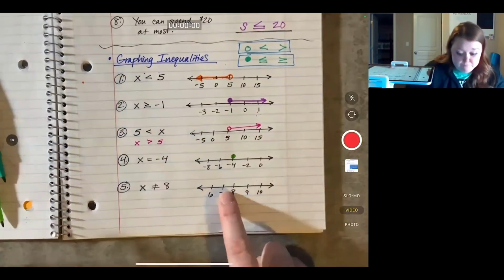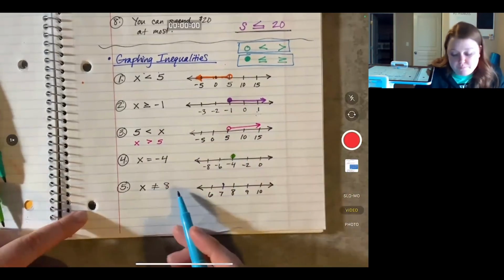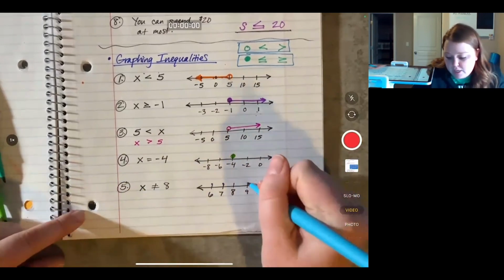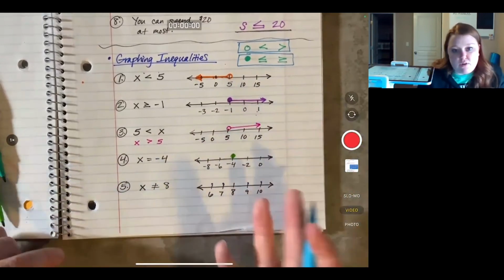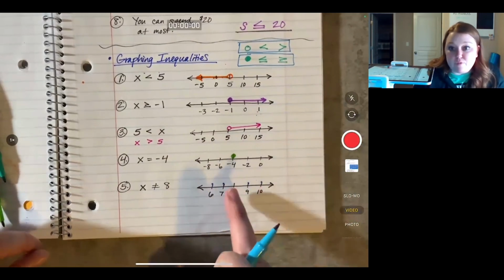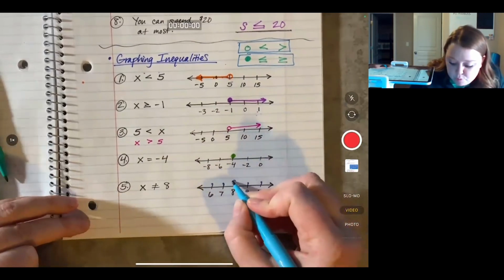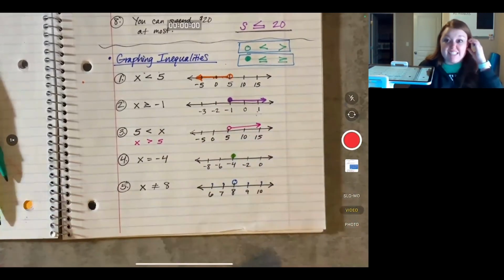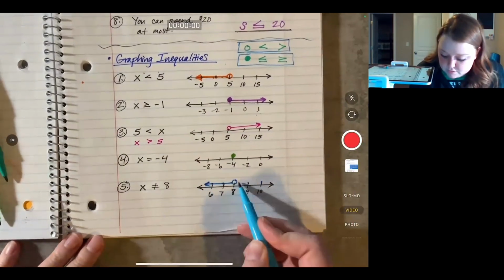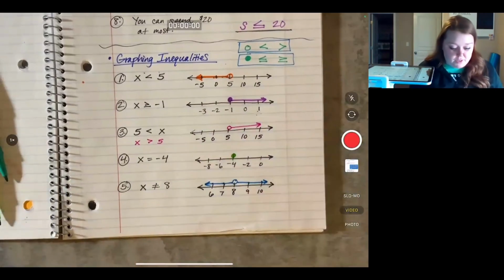So your solution could be 7 because 7 does not equal 8. It could be 6 because 6 does not equal 8. It could be 9, it could be 10 because 9 and 10 do not equal 8. So any of those numbers would work except for what number? 8. So you would put an open circle at 8 because it does not equal 8. But anything besides 8 would be a solution. So that'd be how that works.